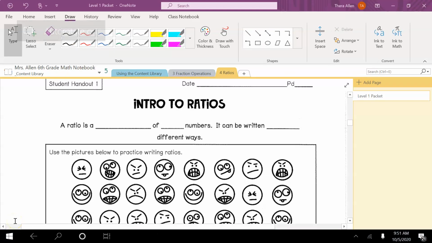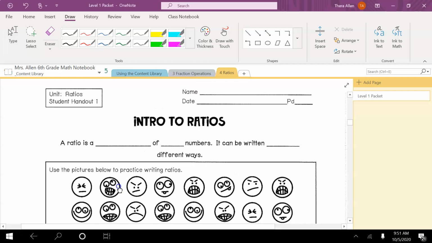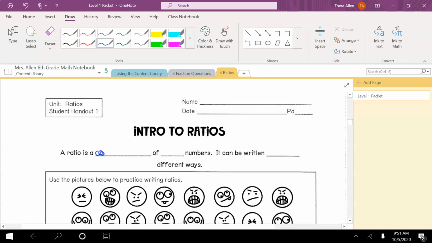This is our introduction to ratios. A ratio is a comparison of two numbers, and it can be written in three different ways.